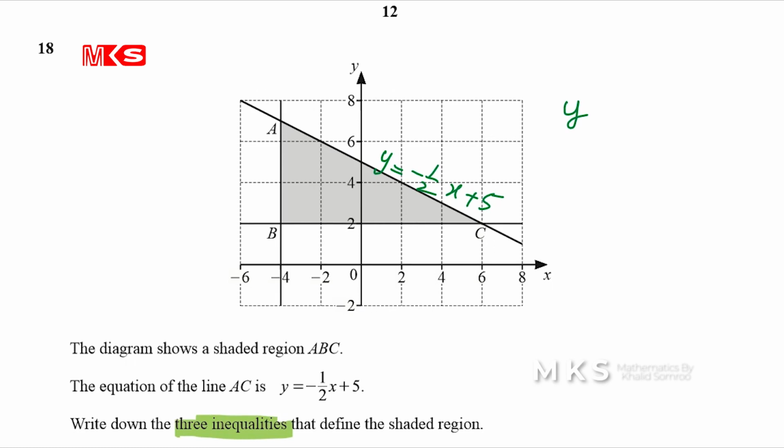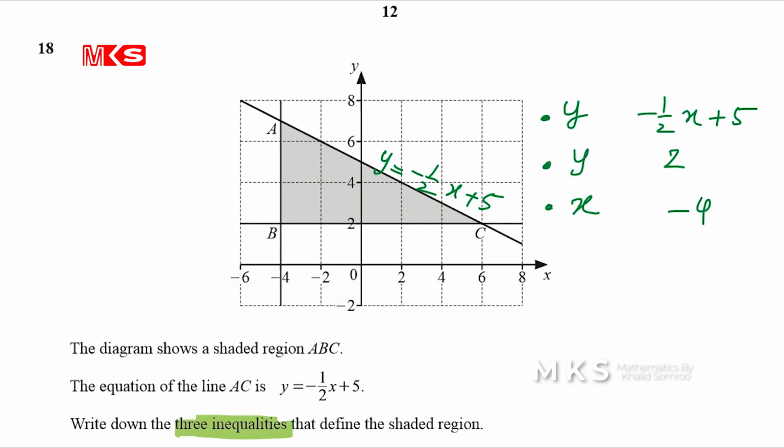So one equation is y equals minus 1 over 2 x plus 5. This horizontal line BC is y equals 2. And the third one, AB, which is the vertical one, is x equals -4. So these three equations are required to write the inequalities which define this shaded region. We have to replace these equality signs by inequalities by observing the relationship of the shaded region with these lines.